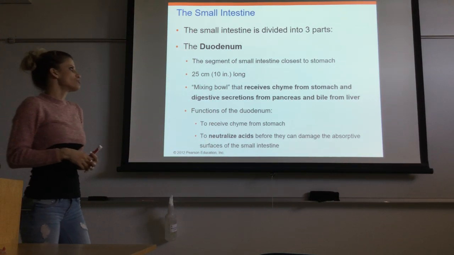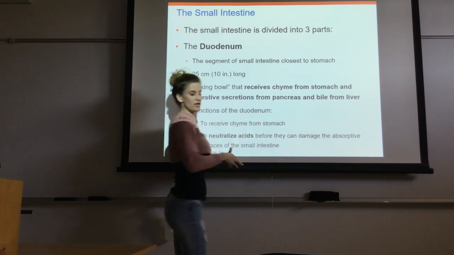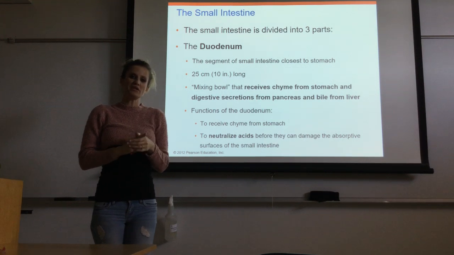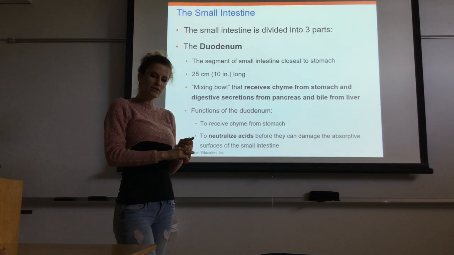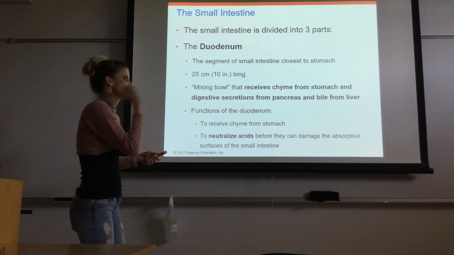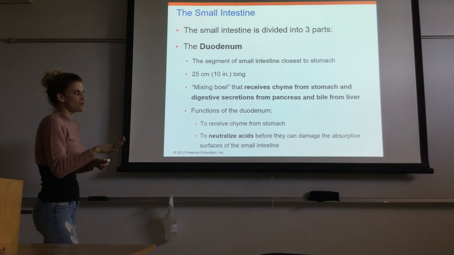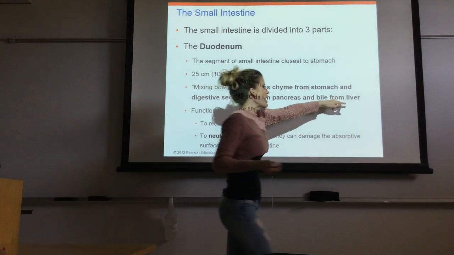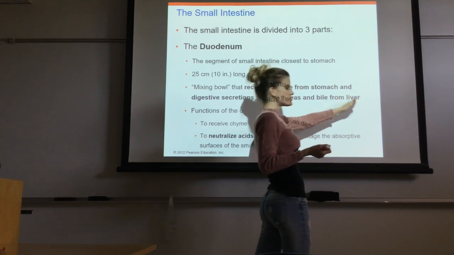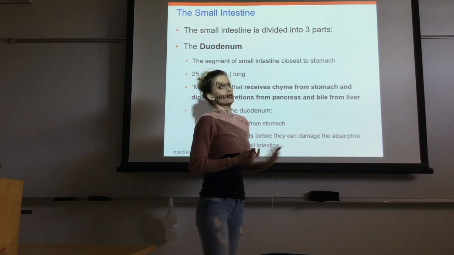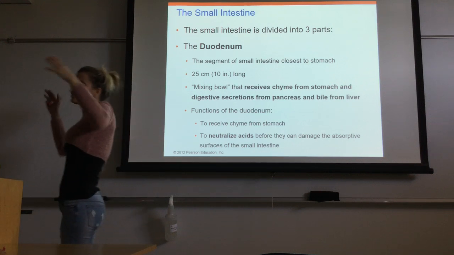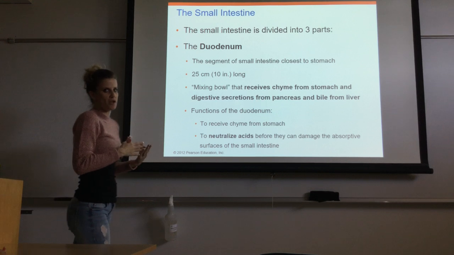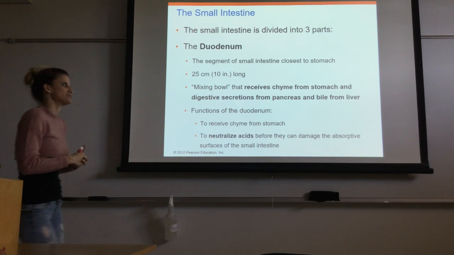So we just said that the duodenum receives chyme from the stomach. So the stomach empties into the duodenum. And then the duodenum also receives secretions from the pancreas. So the pancreas will release digestive secretions right into that duodenum as soon as the chyme comes in. And also the liver and gallbladder. Okay, so add gallbladder on here. The liver and gallbladder will release bile into the duodenum. So you've got all of these secretions coming from multiple different places, and they all get mixed up in the duodenum before moving on to the rest of the small intestine.